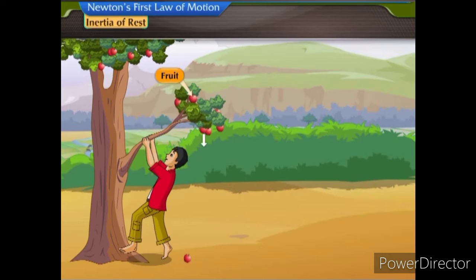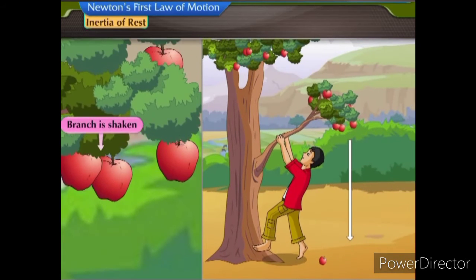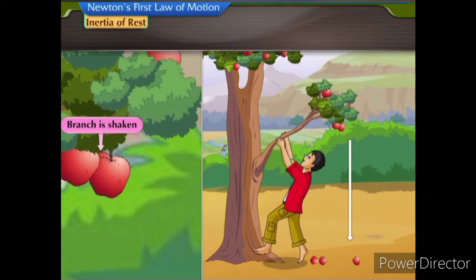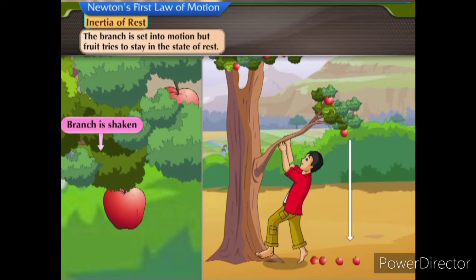A fruit falls down from a tree when the branch is shaken. This is because the branch is set in motion, but the fruit tries to stay in the state of rest.